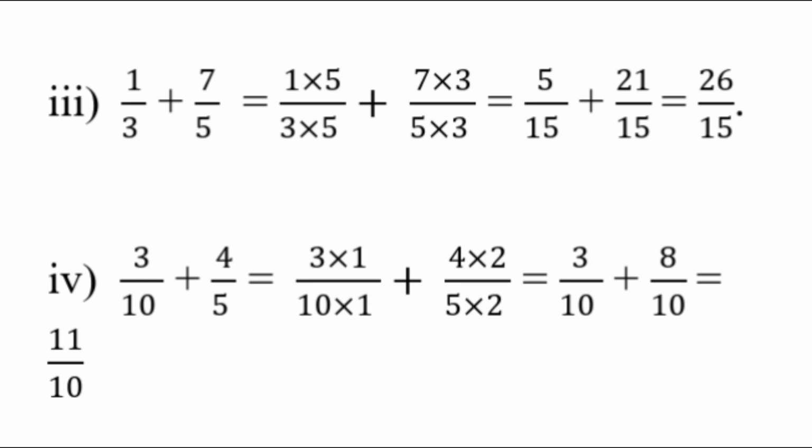Hence multiply it with 1. So numerator 3 ones are 3 and denominator 10 ones are 10. Here in second fraction, the denominator 5 2s are 10 and numerator 4 2s are 8. So we have the fraction 8 by 10. Now the denominators are common. Now make addition, as 3 plus 8 is equal to 11 and denominator 10. Hence the answer is 11 by 10.